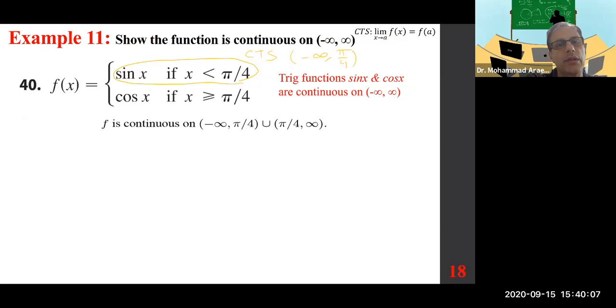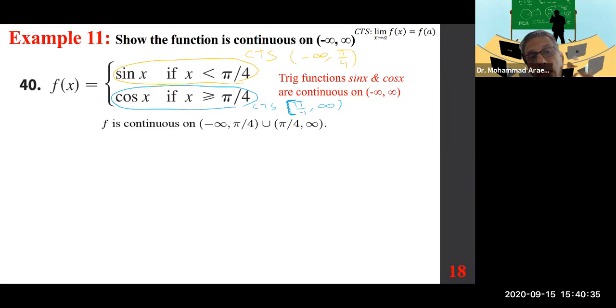And the bottom one, and by the way, why pi over 4? Because it stops at pi over 4. This one is continuous from pi over 4 to infinity. I understand it has the equality, but the endpoint really doesn't count. You can put a bracket if you want, it's really not important. What matters is what happens now at pi over 4.